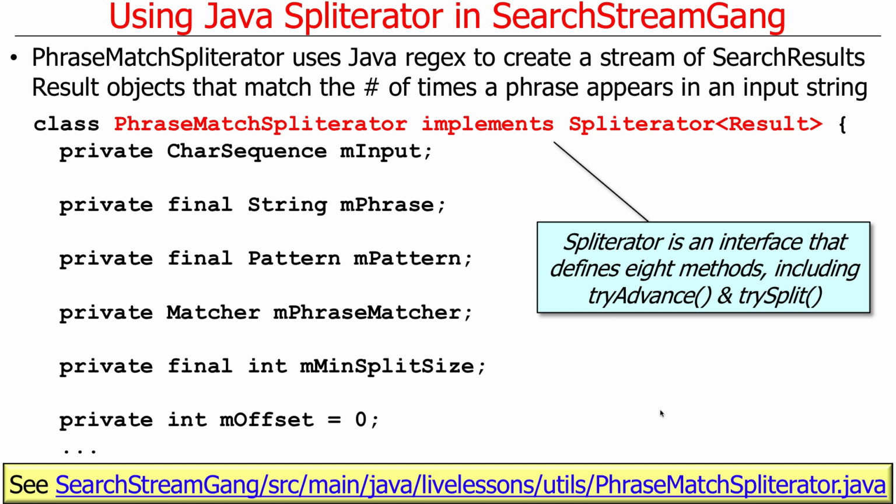Spliterator is an interface that's defined in Java, and it's parameterized by what it is you're splitting into. So we're going to split the stream into a stream of results. Result just keeps track of where the thing occurred, like what the index was, and some metadata. And Spliterator is an interface that has 8 methods. We're going to talk about just one of them right now, called tryAdvance, but there's a whole bunch of other ones that we'll talk about later.